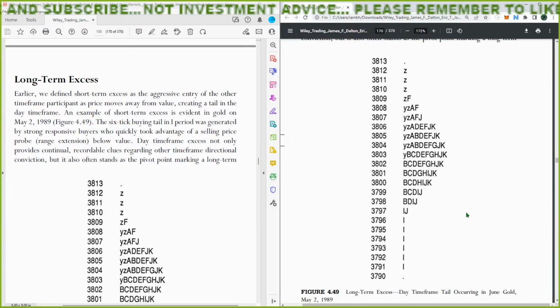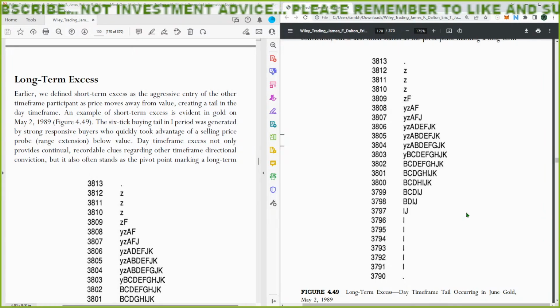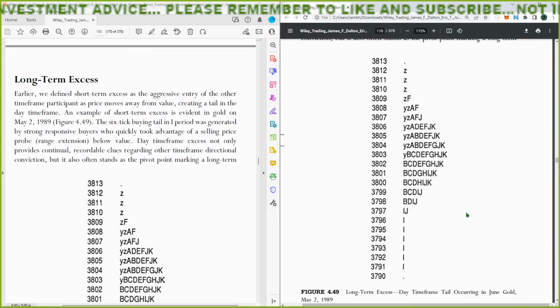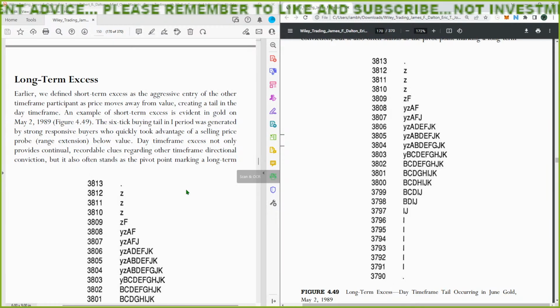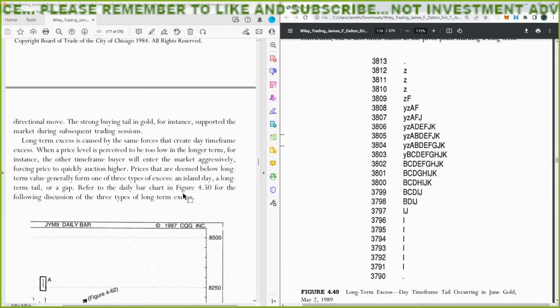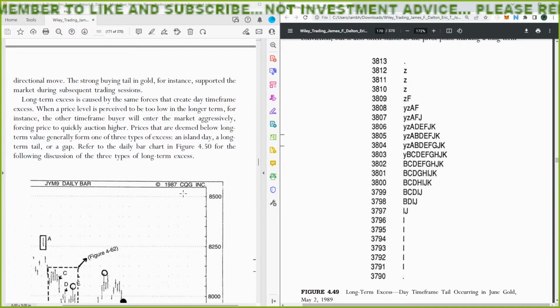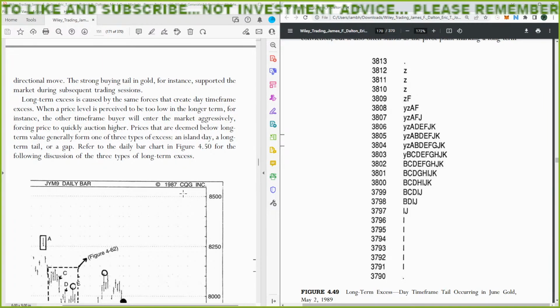Day time frame excess not only provides continual recordable clues regarding the other time frame directional conviction, but it also often stands as the pivot point marking a long-term directional move. The strong buying tail in gold, for instance, supported the market during the subsequent trading sessions.